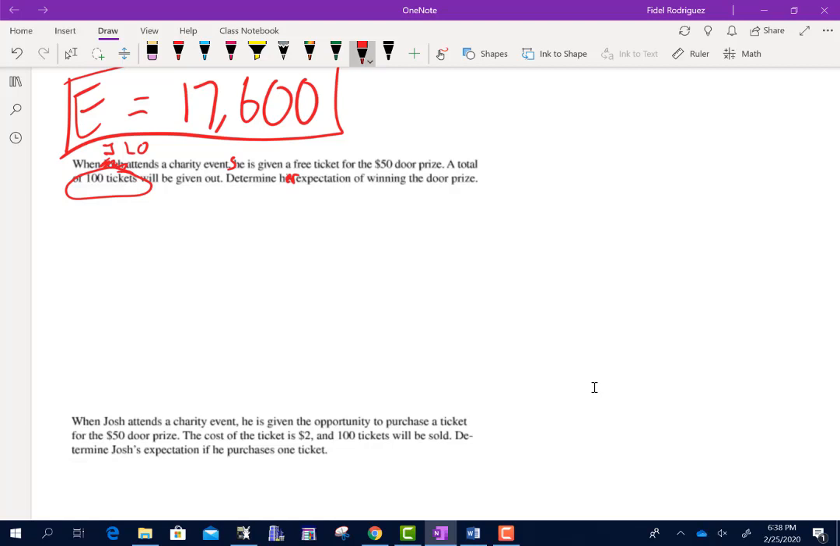All right, so let's go like this. We know we have 100 tickets. Suppose the tickets are marked like this.